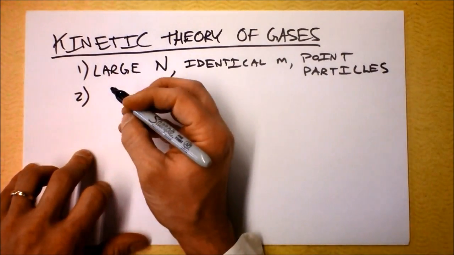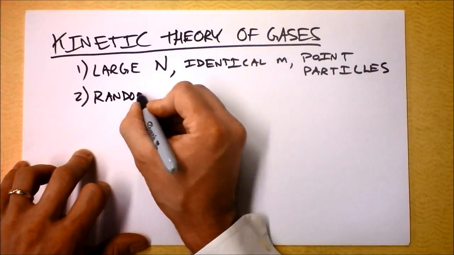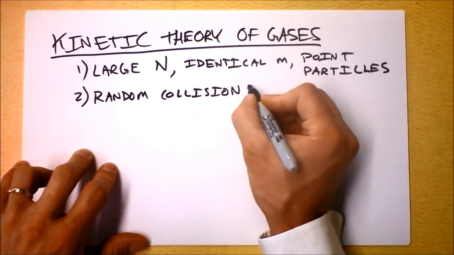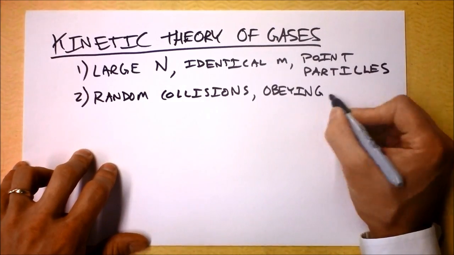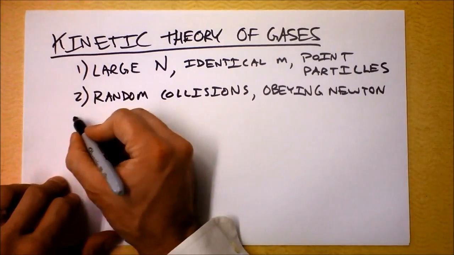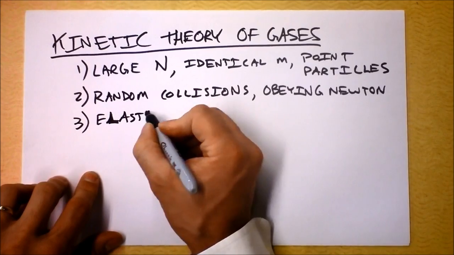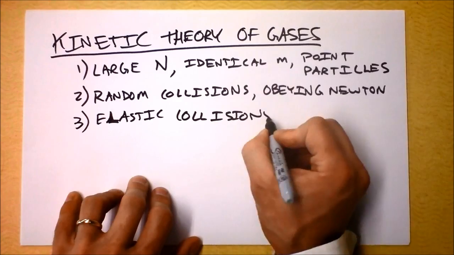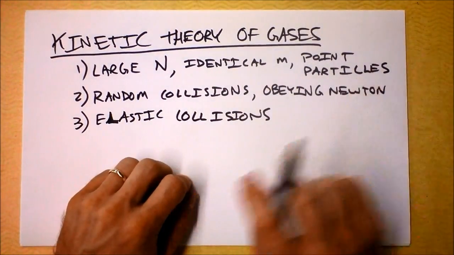The second assumption is that we have a random distribution of collisions. Our collisions are not going to be predictable, and they will obey Newton's laws. Random collisions obeying Newton. And our third assumption is that those collisions are elastic. Elastic collisions, if you'll recall, means that there will be no energy lost when these tiny point particles run into each other.